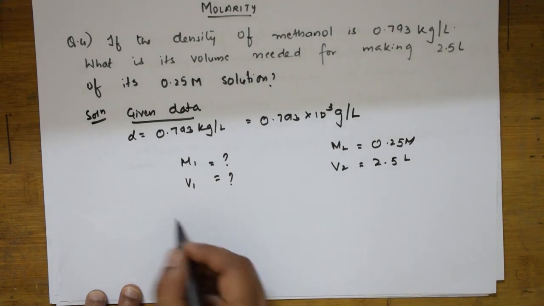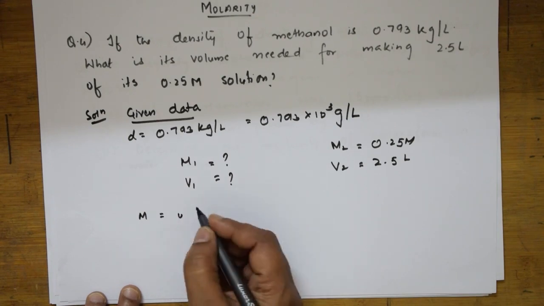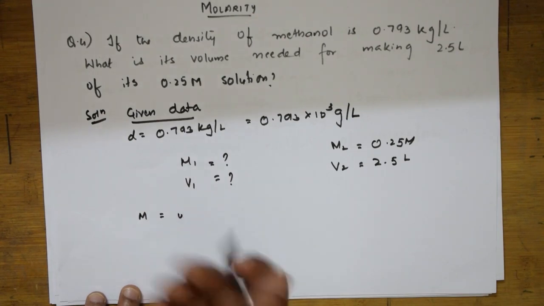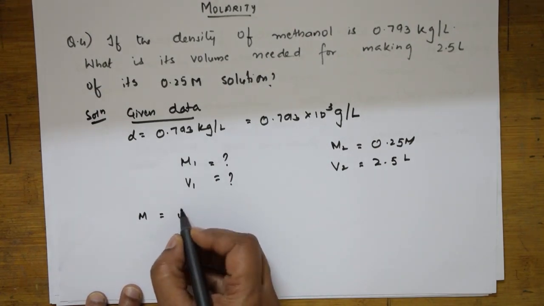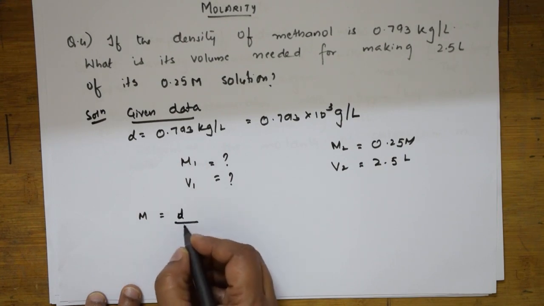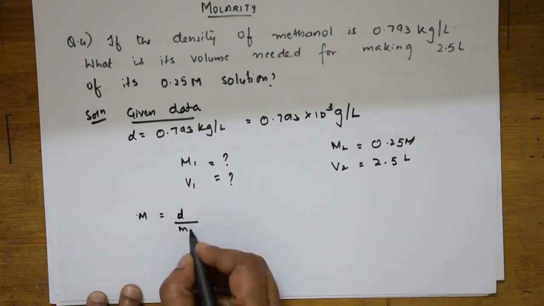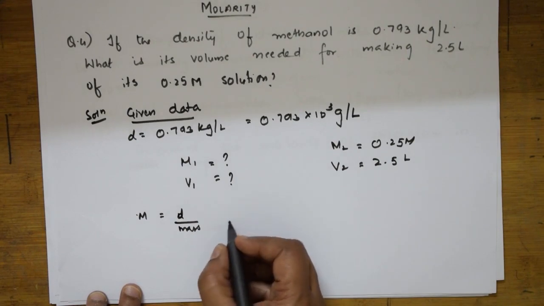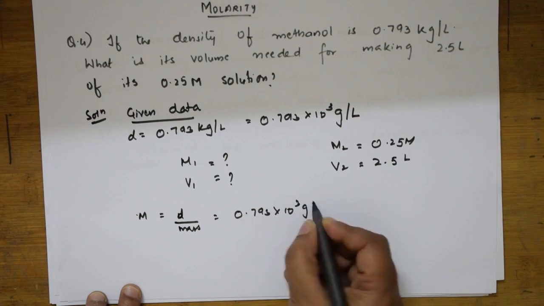Now for calculating the molarity, first, molarity is equal to weight by molecular weight, but density is given. So how can I write this? Density is equal to mass by volume. Here, this is molarity, this is mass. How much is this coming up to? This is coming to density 0.793 into 10 raised to the power of 3 gram per liter.